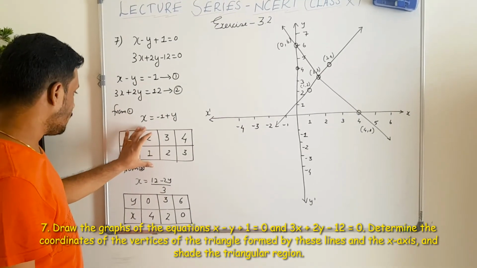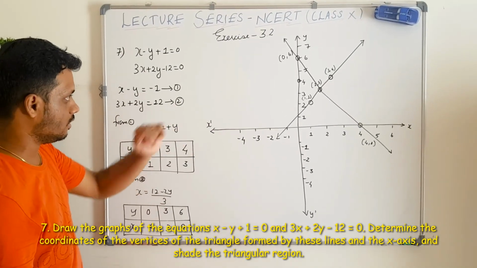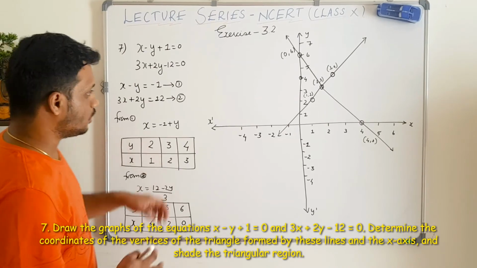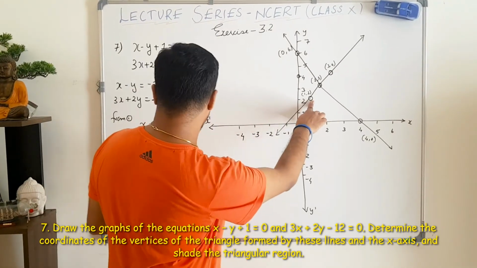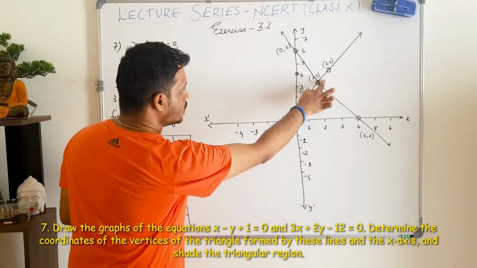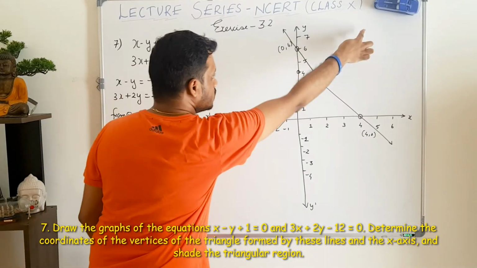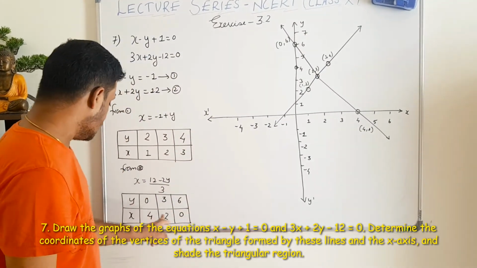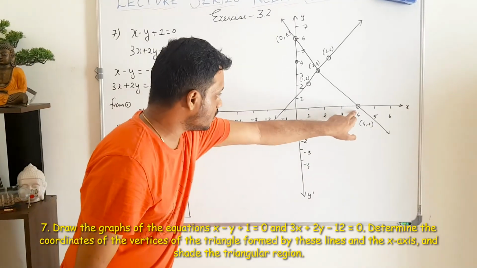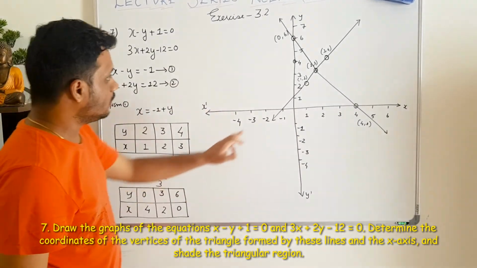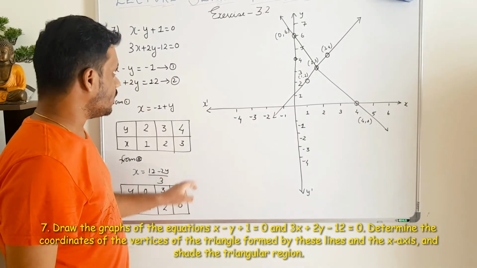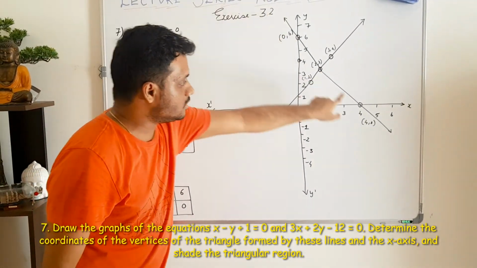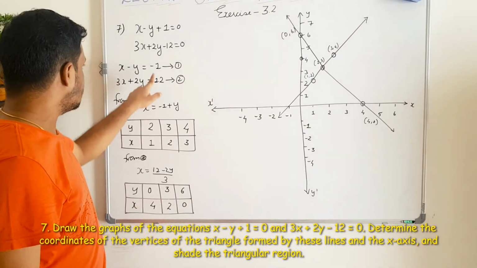So now we will try to represent the first line in the graph. It is 1, 2. The first point is here. Then 2, 3 which is here and 3, 4 which is here. So this line corresponds to the first equation. Now moving on to the second set of points, we have 4, 0 which is here and 2, 3 which is here and 0, 6 over here. So when I connect these 3 points, I get the line for the second equation.